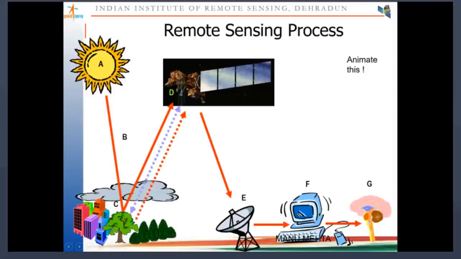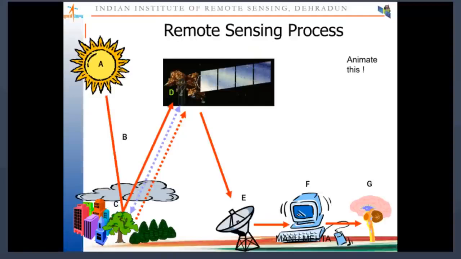So both types of remote sensing processes do occur, passive as well as active. Maybe in the later part of your classes, you'll be getting exposed to different types of sensors which are used for disaster management, which will include both the active as well as passive remote sensors.